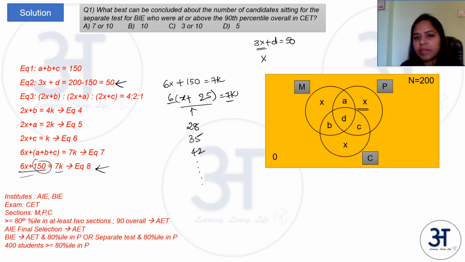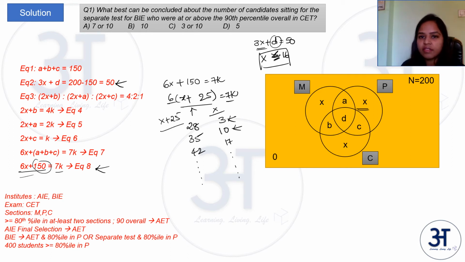So x can at max take, say d is as less as possible, x can at max take 16, because if x is 17, 3x itself will be greater than 50. So sorry, x is less than or equal to 16, can at max take 16. With this, now we have x plus 25 as all these values. What will be x? x will be either 3 or 10 or 17, so on. But we got x is less than or equal to 16. So x can be either 3 or 10, right?